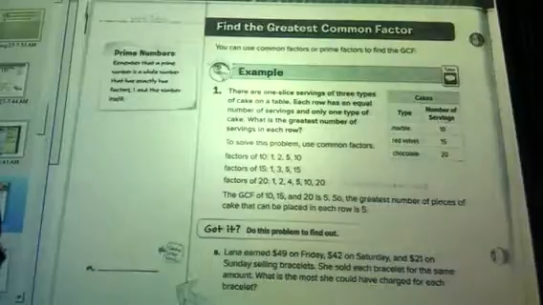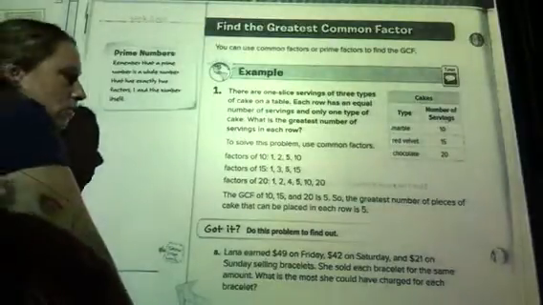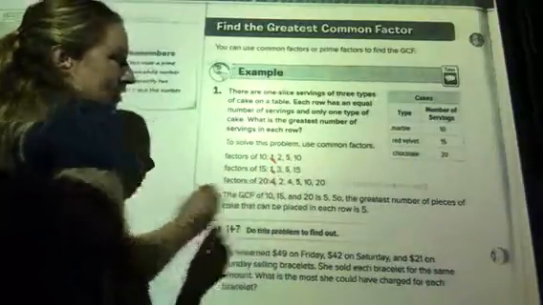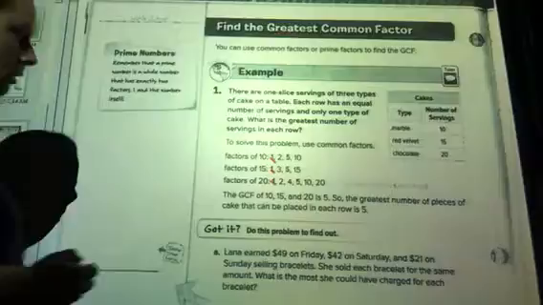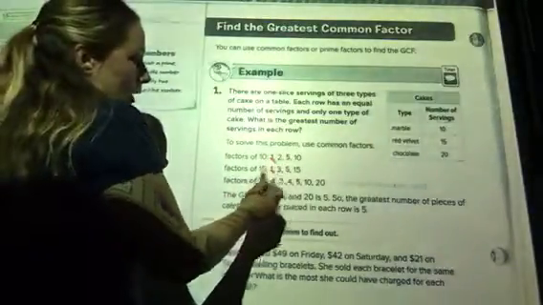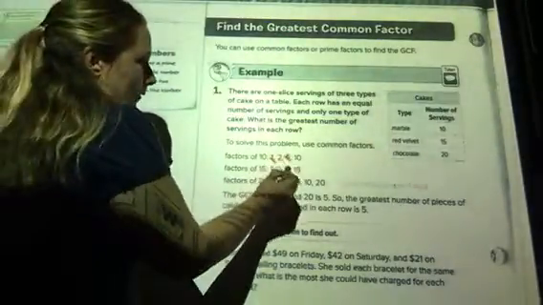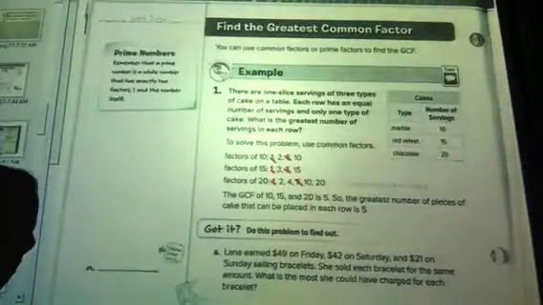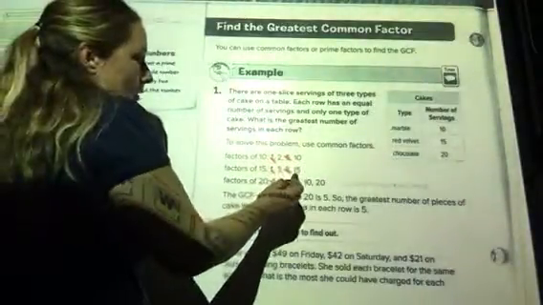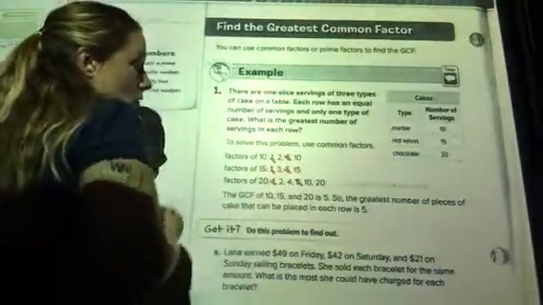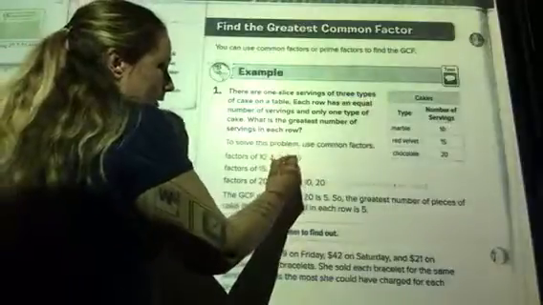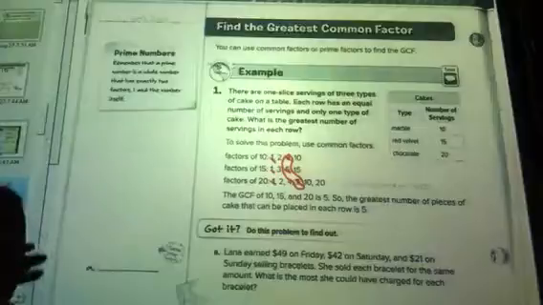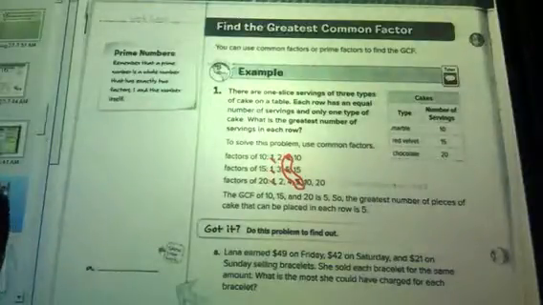Okay? So if we look in these 3 rows, what do we have in common? Well, we have a 1 in common, but is that the greatest number in common? Let's see, I got a 2 here, but no 2 here, so that's not common. I've got 5s in common. Is that the greatest number? Well, let's keep looking. I've got 10, but I don't have a 10 here. And that's the end of this row. So my greatest common factor is going to be 5, because 5 is the greatest number that all 3 of those have in common.